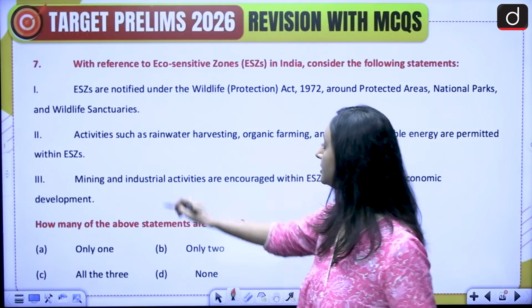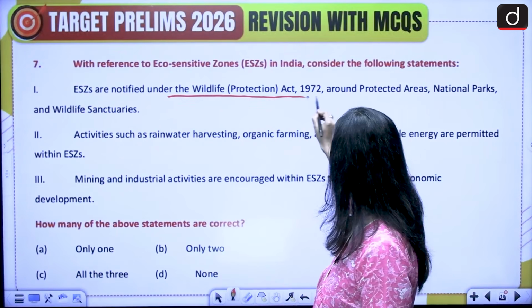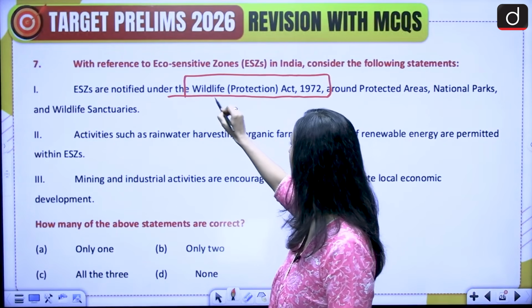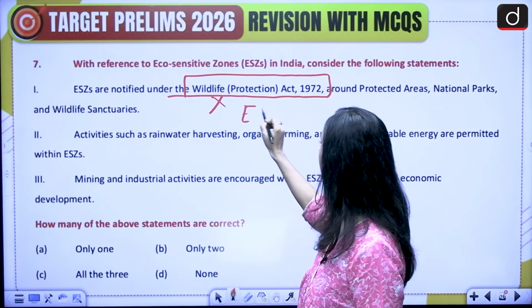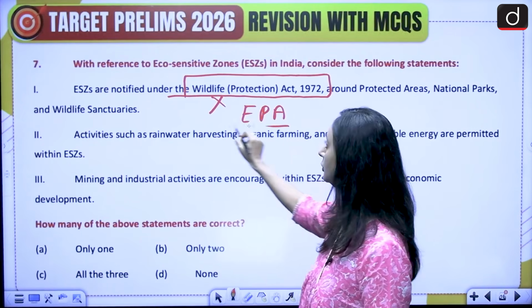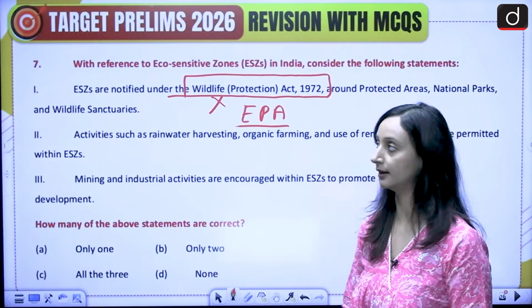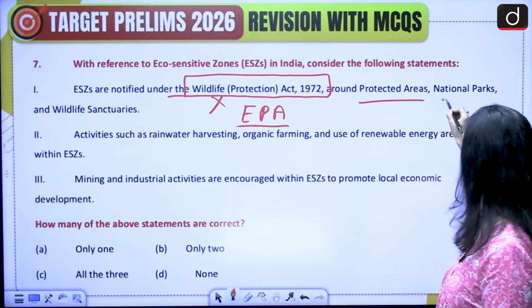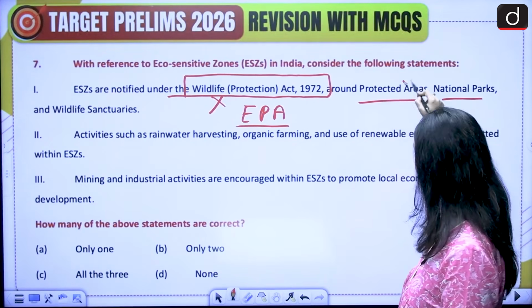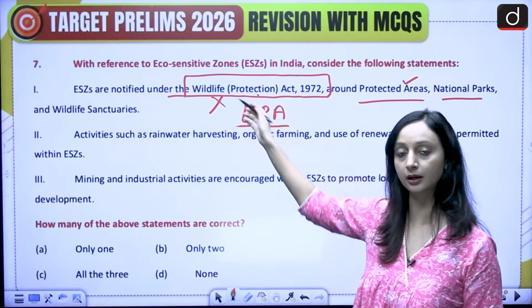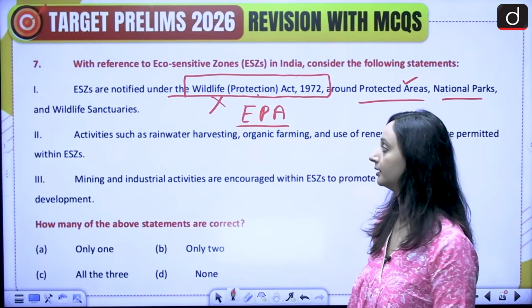So ESZs are notified under the Wildlife Protection Act of 1972? No. They are notified under the Environment Protection Act and not the Wildlife Protection Act. But around protected areas, national parks and wildlife sanctuaries, yes. This part is correct, but this part is incorrect. So the entire statement is incorrect.